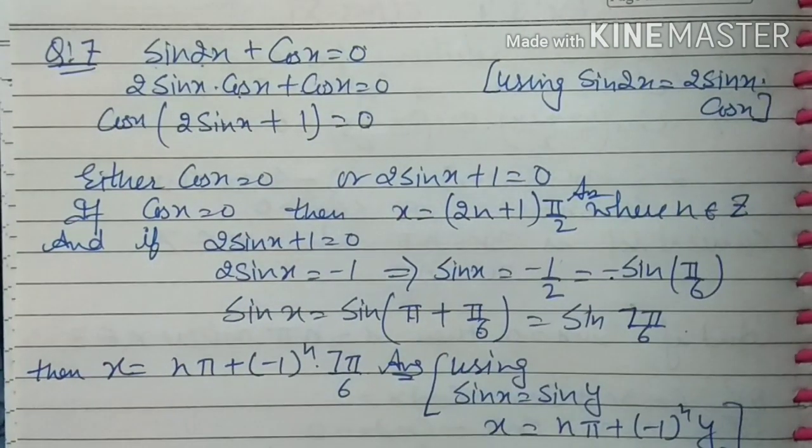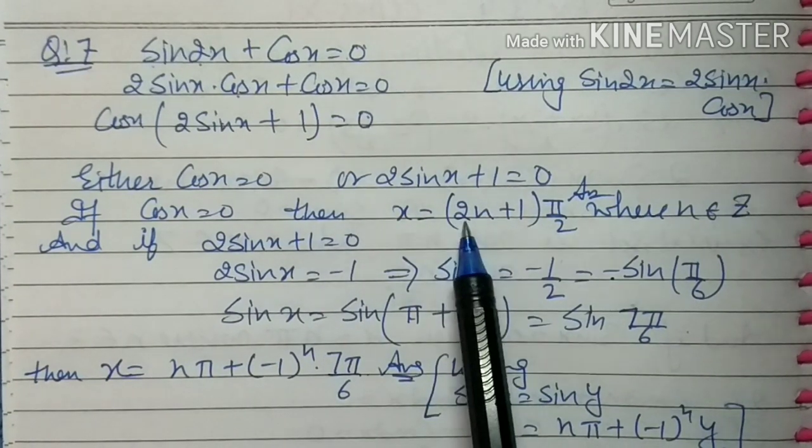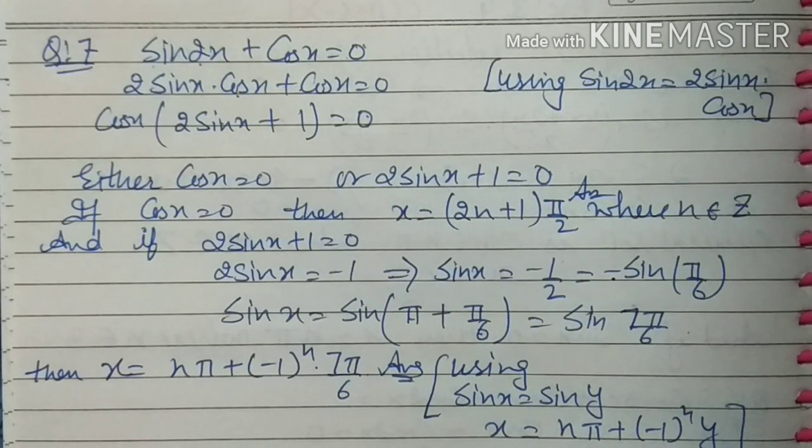So the solution of the given equation is (2n plus 1) pi by 2 and n pi plus minus 1 power n into 7 pi by 6. So our question number 7 is done here.